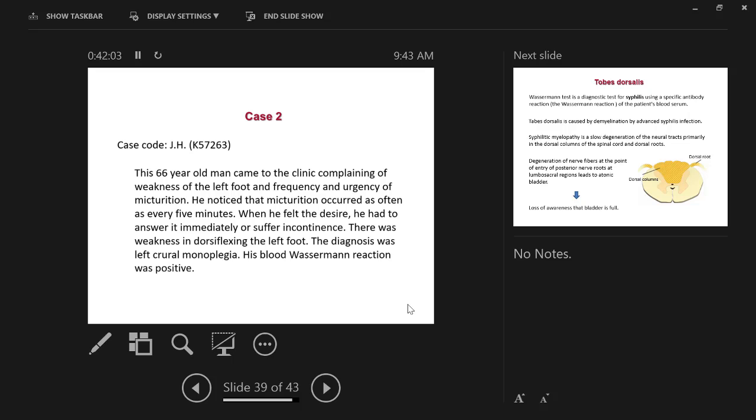The next question, can anyone read it for me, please?